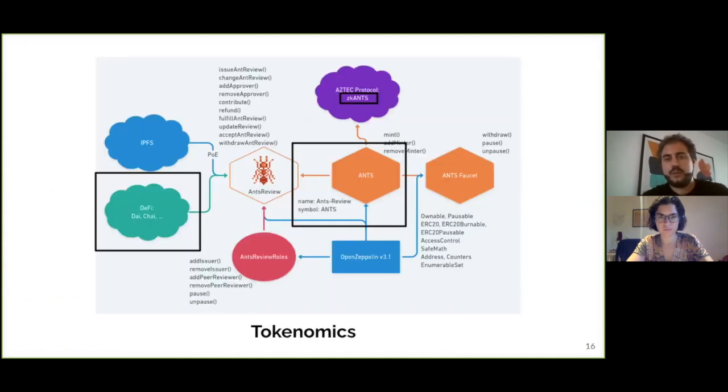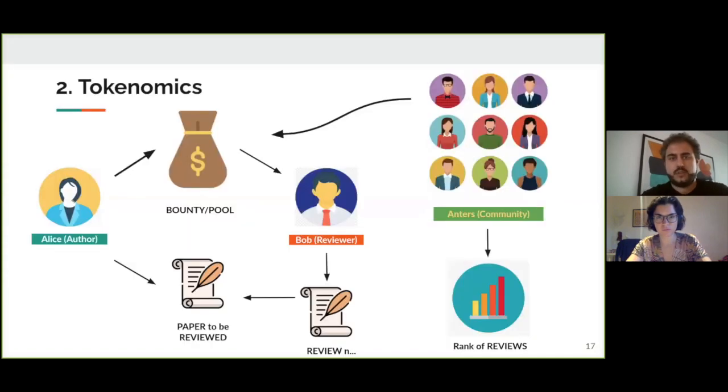Regarding tokenomics, we introduced a few tokens in the protocol: a native token called ANTS that is used to reward peer reviewers for peer reviews, as well as ZKANTS, that is a wrapper into the Aztec protocol to allow private transactions between agents. And we are also considering adding DeFi integration like DAI, Chai, and others as well.